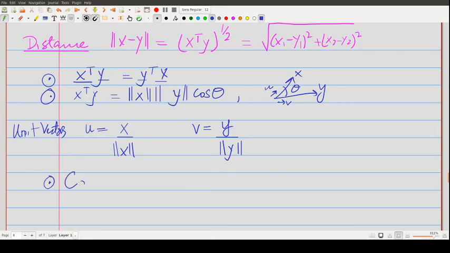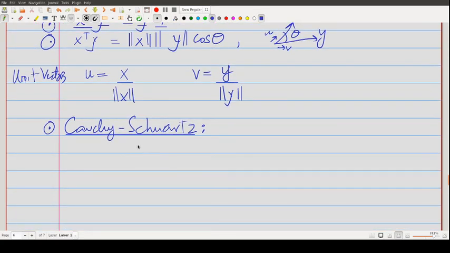Another familiar property is your Cauchy-Schwarz property, which is evident from this, that is, the scalar product x dot y is going to be less than or equal to the magnitude of x times the magnitude of y. Okay.